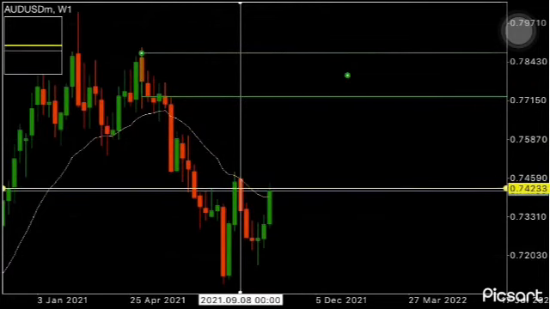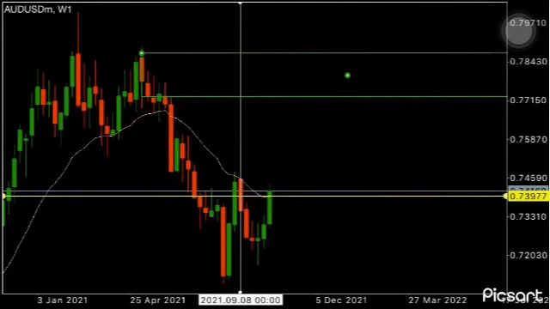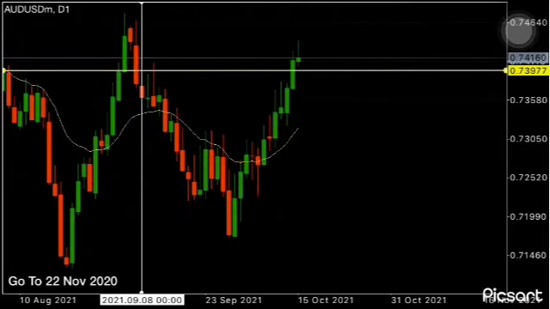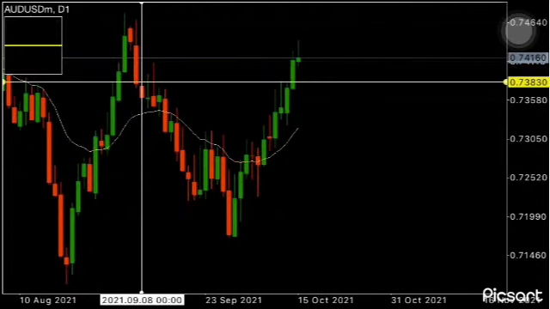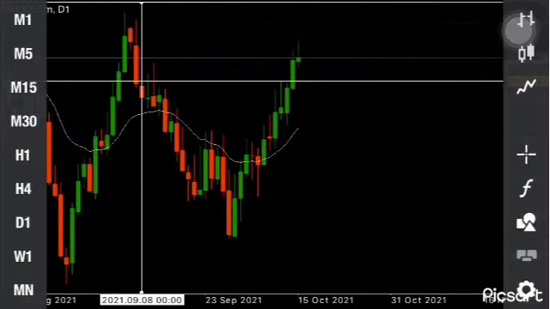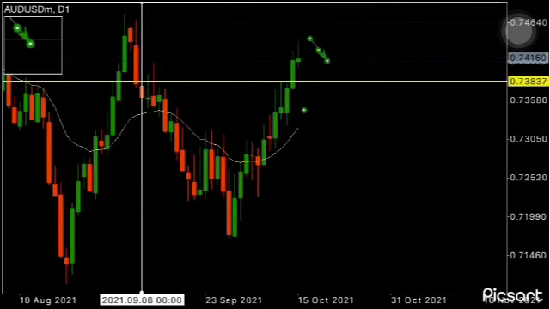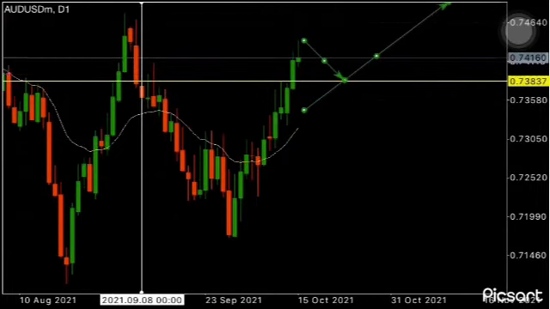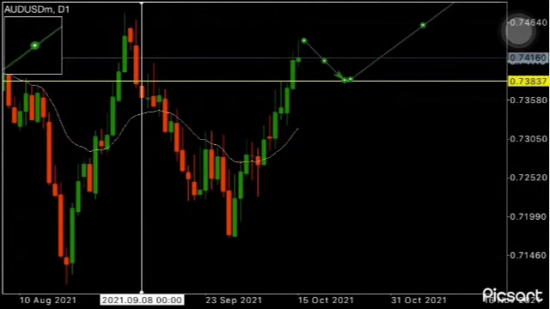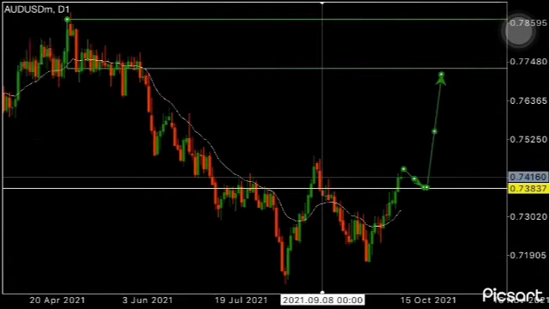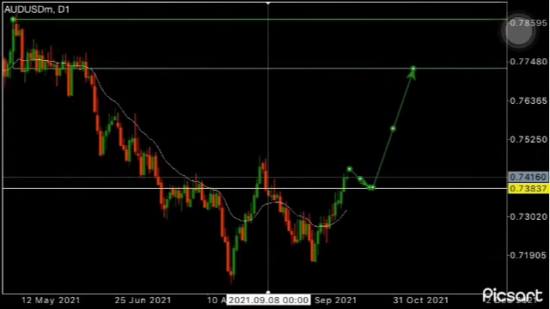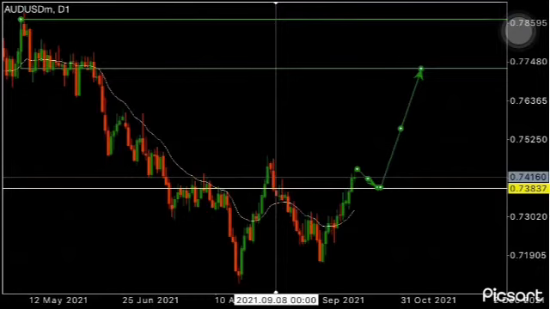There could be a pullback, right? There could be a little pullback. Let's go back to the daily time frame here. There could be a little pullback to this level here, or maybe to this level. So there could be something like this. There could be a move like this, then further to the upside, right? We could have a movement like this, or we still could have it just shooting straight up into the zone.